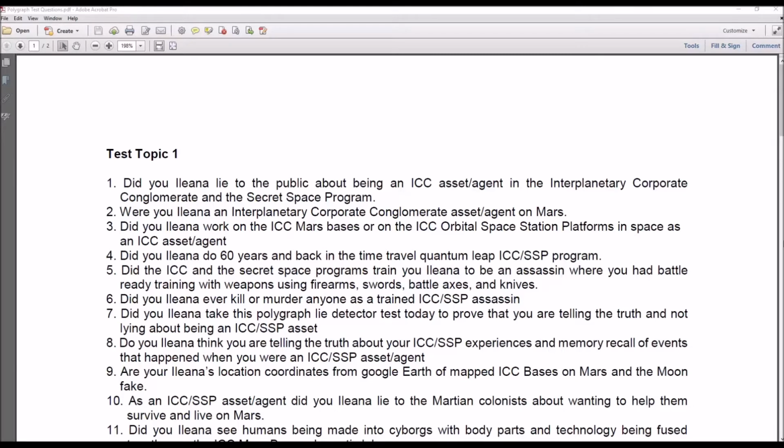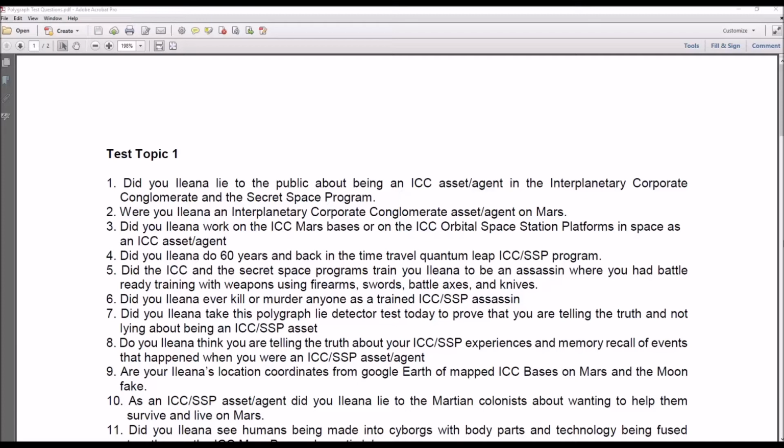Did you, Ileana, take this polygraph lie detector test today to prove that you are telling the truth and not lying about being an ICC SSP asset? Yes. Do you, Ileana, think you are telling the truth about your ICC SSP experiences and memory recall of events that happened when you were an ICC SSP asset/agent? Yes.